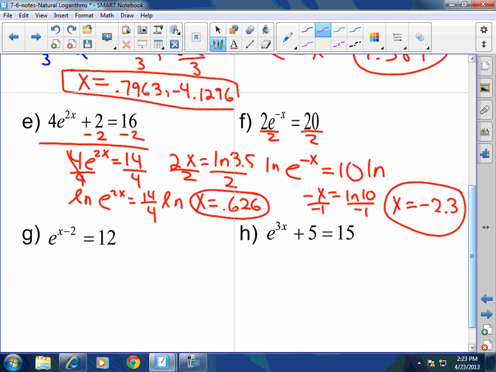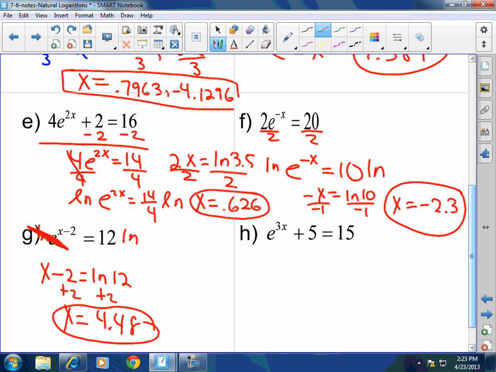There's no simplifying I can do here. I need to drop that x minus 2 to the front. So I'm going to ln both sides. When I ln both sides, I get x minus 2 equals ln of 12. Please remember, guys, that the reason this is able to be done is that ln of base e, those cancel. Bye-bye. So I'm going to have my x minus 2. Go ahead and add 2 to both sides. X is going to equal ln of 12 plus 2, which would equal 4.48. Very good.